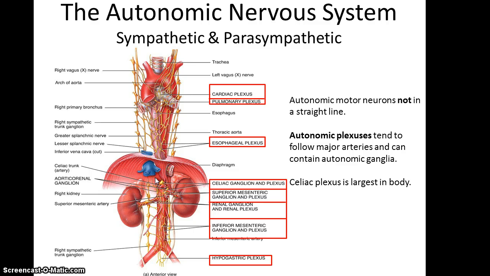So many of these should have nice, easy names because they sort of explain where they are. Cardiac plexus, pulmonary plexus, esophageal plexus, renal ganglion and renal plexus, inferior mesenteric, and so forth. And that's it for this part of Chapter 19.